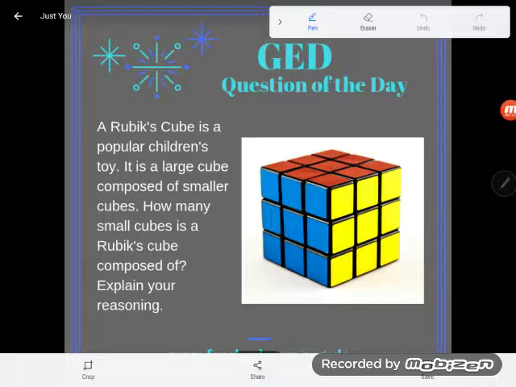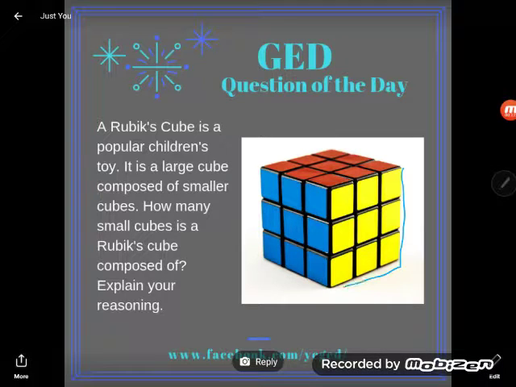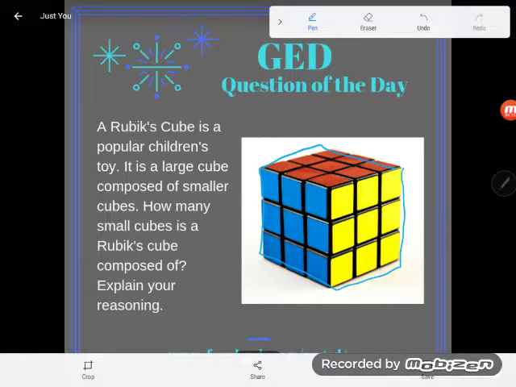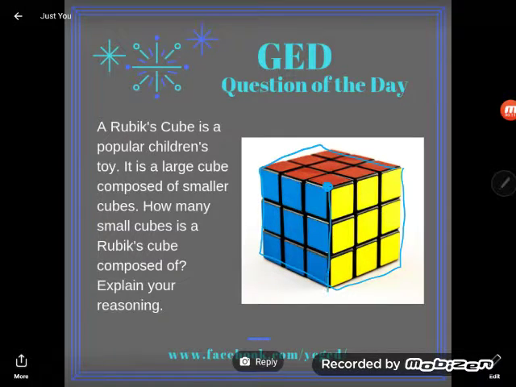It says a Rubik's Cube is a popular children's toy. It is a large cube. We can see it here. Here's our large cube. Remember, a cube is a three-dimensional object, you guys, and we can see the three dimensions if you come off from this point here. 1, 2, 3.